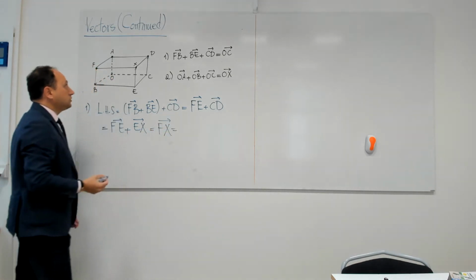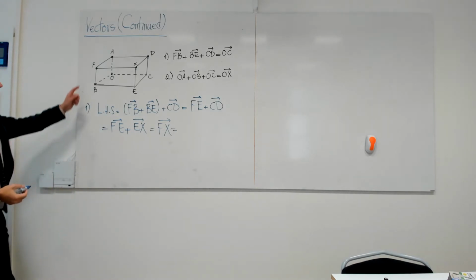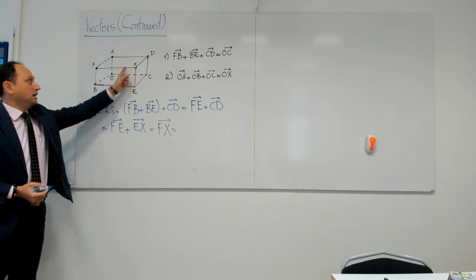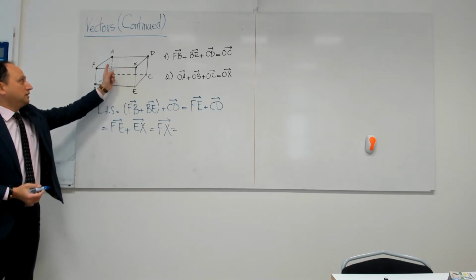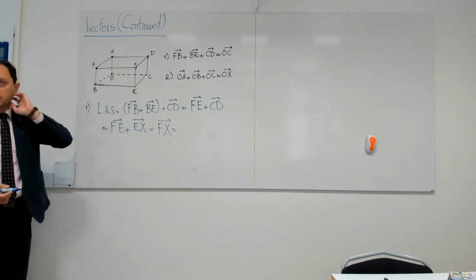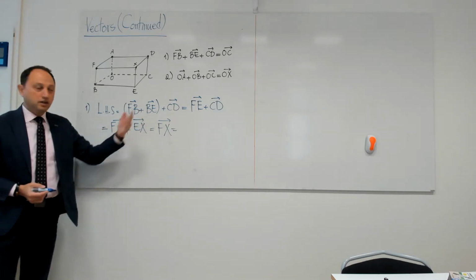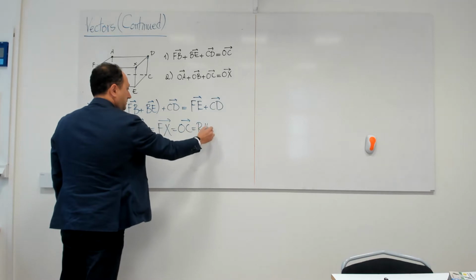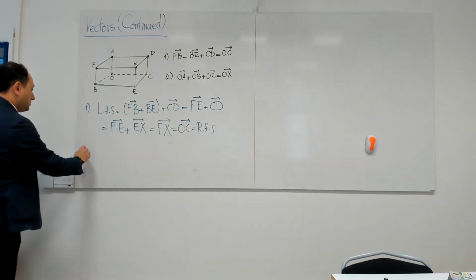But is FX equal to OC? Yes, FX is this vector, OC is that vector. Again, according to the properties, they are parallel, of the same size, pointing in the same direction. So there is no difference between FX and OC. So this becomes OC, and this is equal to the right-hand side. Okay, so that's correct.